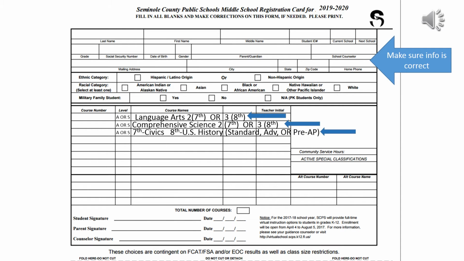Now, let's look at social studies. 6th graders will take civics. 7th graders may choose from the following: Standard U.S. History, Advanced U.S. History, or Pre-AP U.S. History. Please write down your selection now.